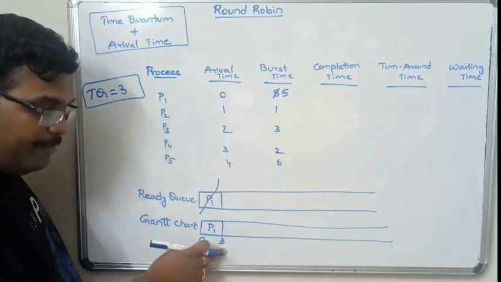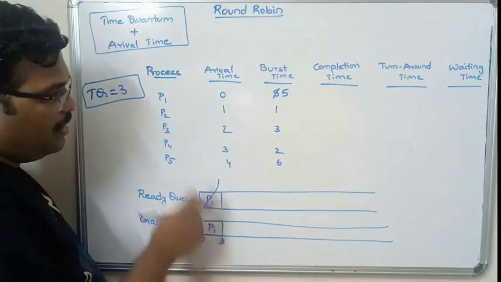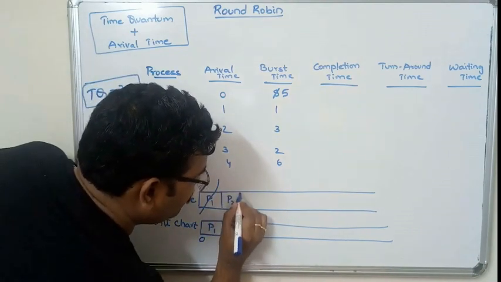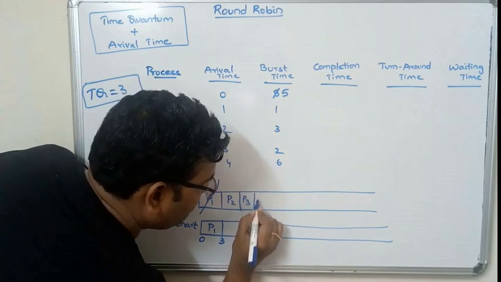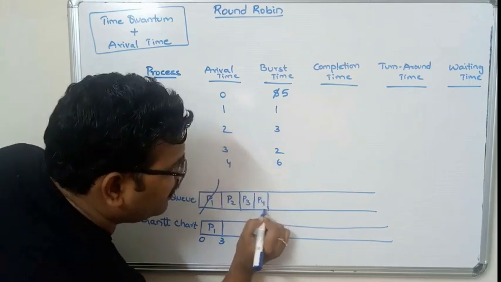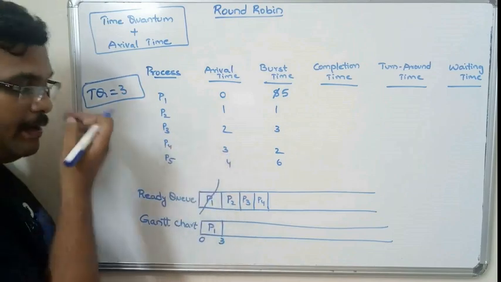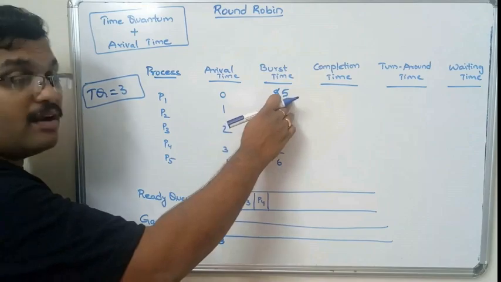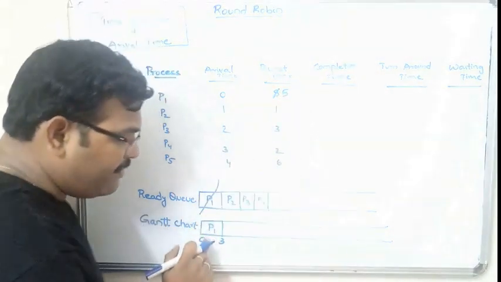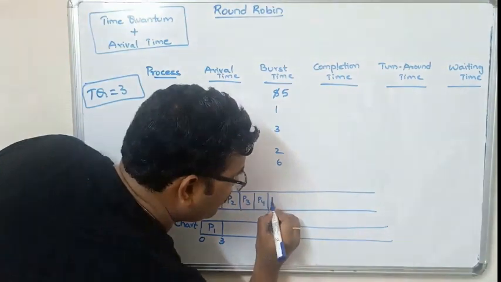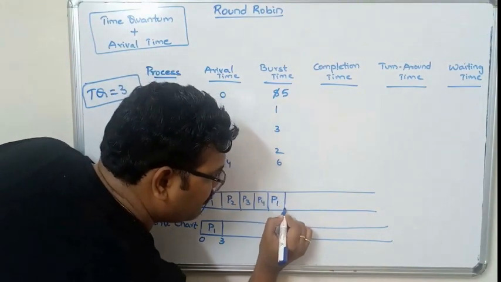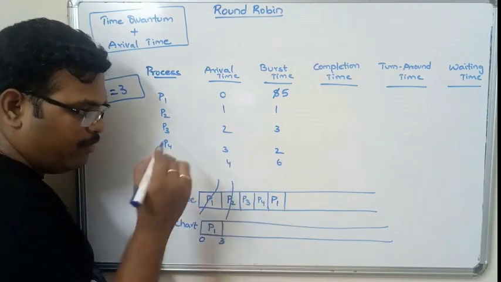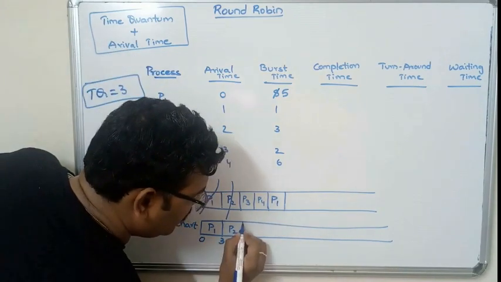At the time of 3, P2, P3, and P4 are also available in the ready queue. After completion of this time quantum, P1 still requires 5 milliseconds to get executed, so P1 will be removed from the CPU and added to the ready queue. Right?